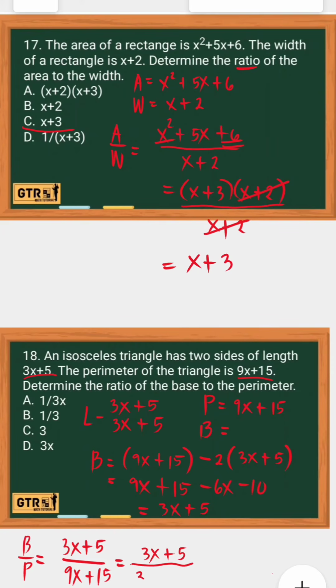And then factor out the common factor of 9x and 15, which is 3. If we factor out 3, 9 divided by 3 gives us 3x, and 15 divided by 3 is positive 5. Then we can cancel out the common term. We have 3x plus 5 in the numerator and in the denominator. So therefore, nothing is left in the numerator except 1, so we have 1 over 3. So the answer is letter B, 1/3.